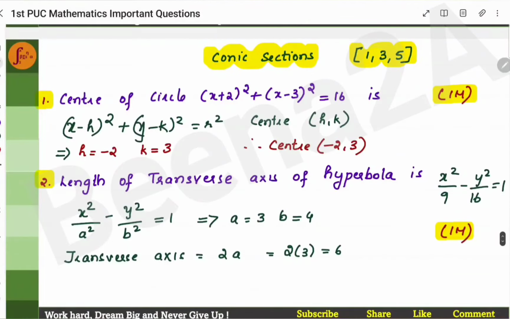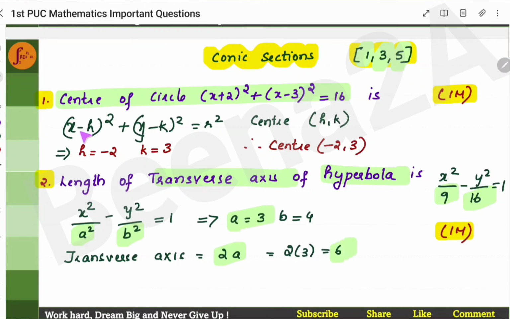Then coming to conic sections, right? In conic sections, you have 1 marker, 3 marker, and 5 marker. Now, in the 1 marker section, you may want to find the center of a circle, then the length of the transverse axis of a hyperbola. So if this is the hyperbola equation that they've given, then the transverse axis is nothing but 2 times A. So this becomes your A and this becomes B, A square and B square. So A becomes 3, so 2 times A is 6.